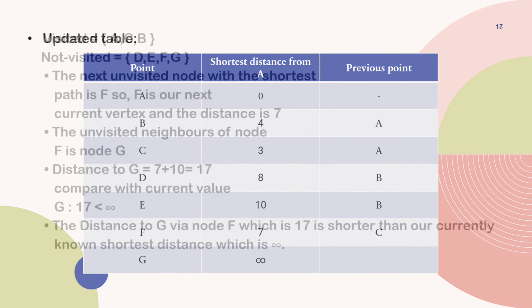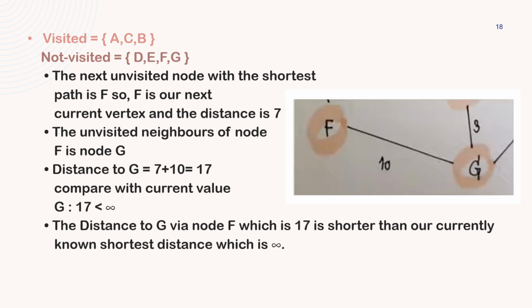Visited is A, C, B and not visited is D, E, F, G. The next unvisited node with the shortest path is F. So F is our next current vertex and the distance is 7. The unvisited neighbor of node F is node G. Distance to G is 17. Compare it with the current value. The distance to G via node F, which is 17, is shorter than our currently known shortest distance, which is infinity. This is the updated table.